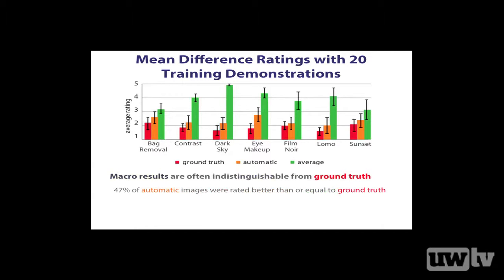In fact, in 47% of the cases, people rated our results as better or equal to ground truth, meaning that they really couldn't see a difference. And the study therefore shows that we are able to successfully transfer many different kinds of manipulation. And so while this does not improve the learning process for a person, it removes some of the tedium of having to apply the same task over and over again.